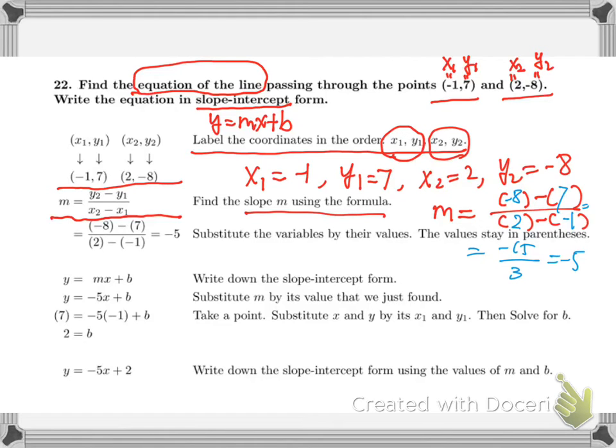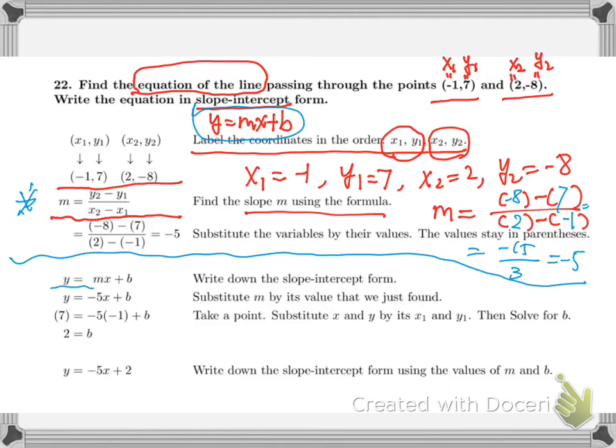This is only step 1. We find the slope, negative 5, by using the slope formula. You have to remember this formula. Step 2, we will need the slope-intercept form to write down the answer. So you write down the formula first. y is mx plus b. The part we already know is the slope, this is the slope m.